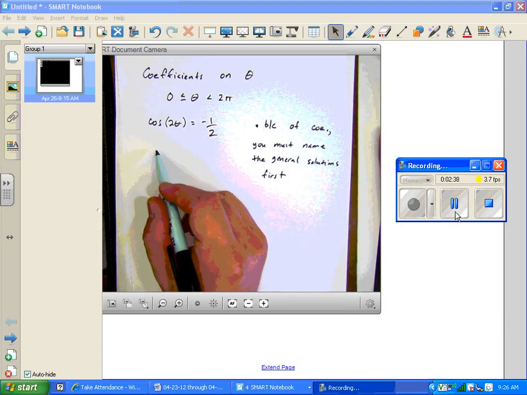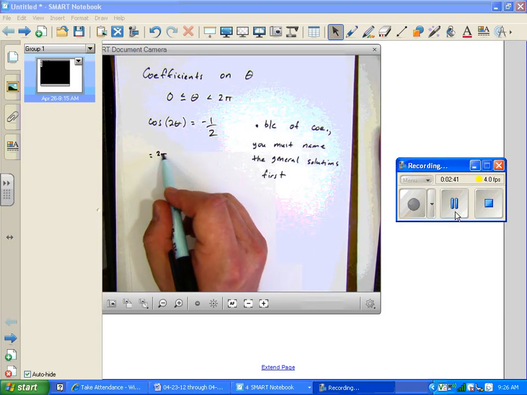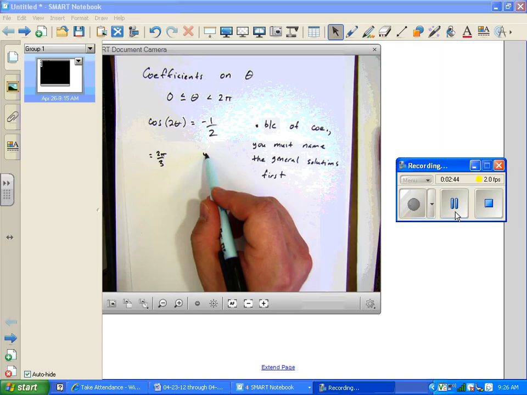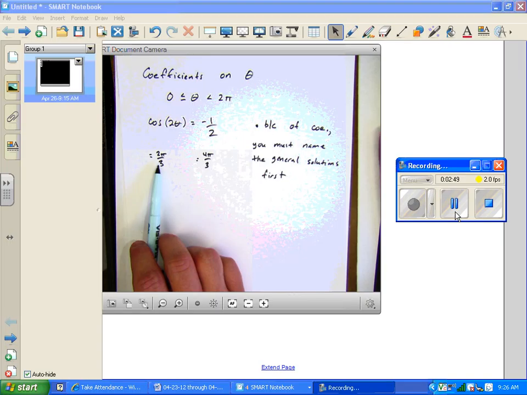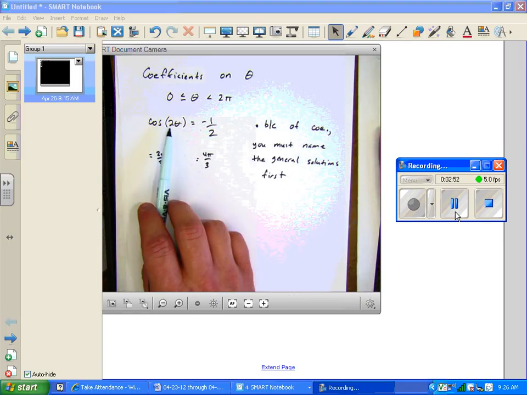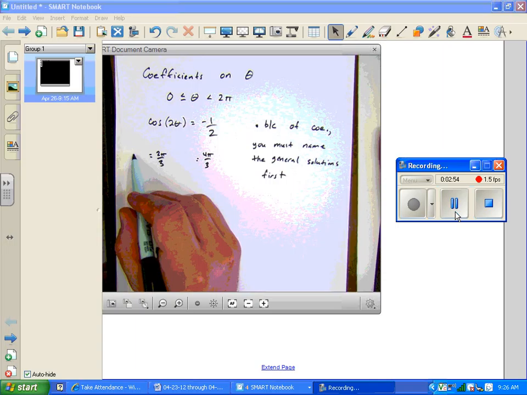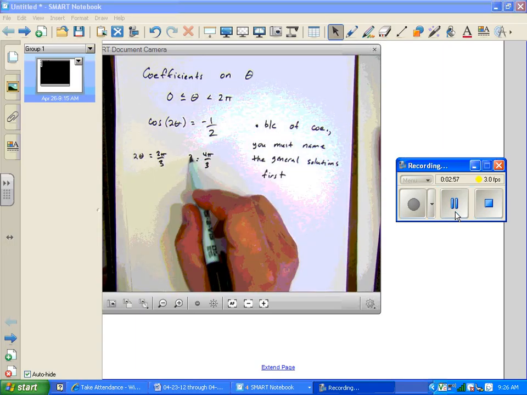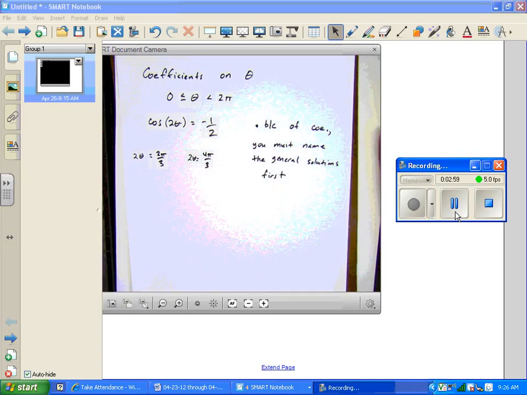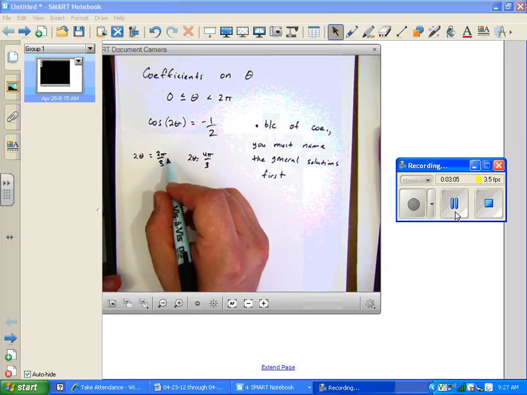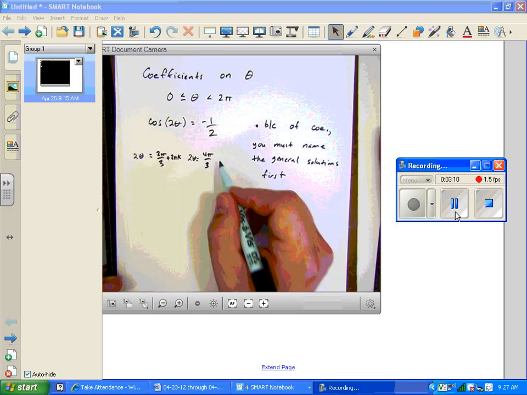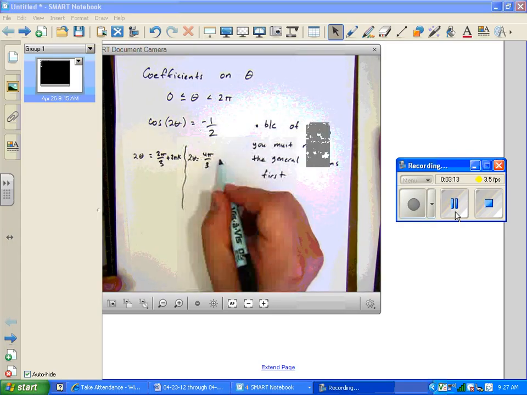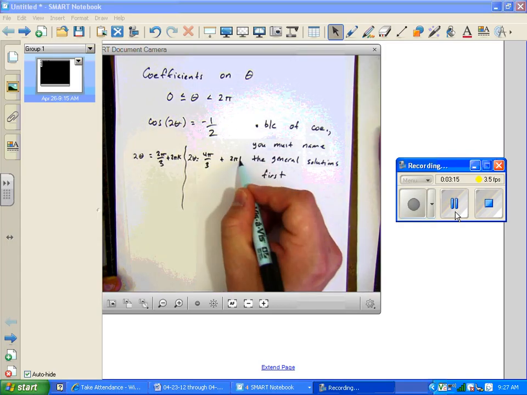All right, 2 pi over 3 and 4 pi over 3. Now, what's different here is I'm not going to say theta equals that, but 2 theta equals that. So 2 theta equals. All right. Now, even though it only asked me to go from 0 to 2 pi, because I have a leading coefficient, I have to look at the general solution. So we got to say plus 2 pi k, and then the same thing here. All right, plus 2 pi k.